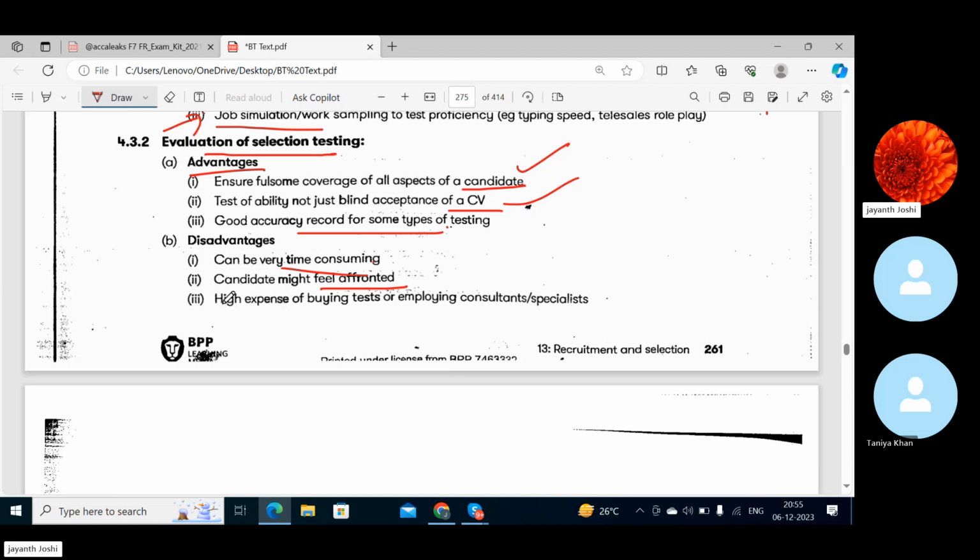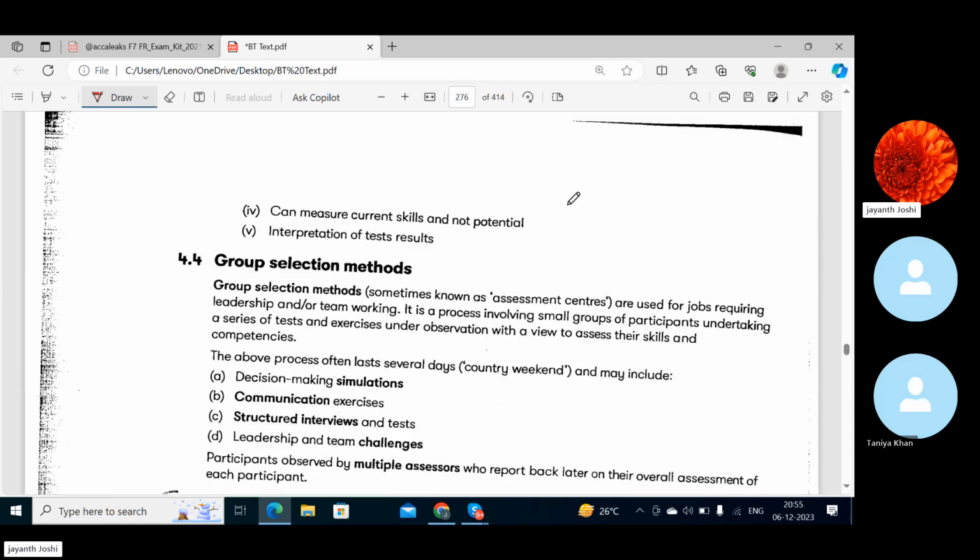And it is high cost. There's a lot of money they are spending on buying these test kits, and also on specialists they are hiring and consultants they are employing for conducting these tests. And it can measure the current skills and not potential. They can check the skills, but they cannot see whether candidates have the potential. Then there is interpretation of test results.